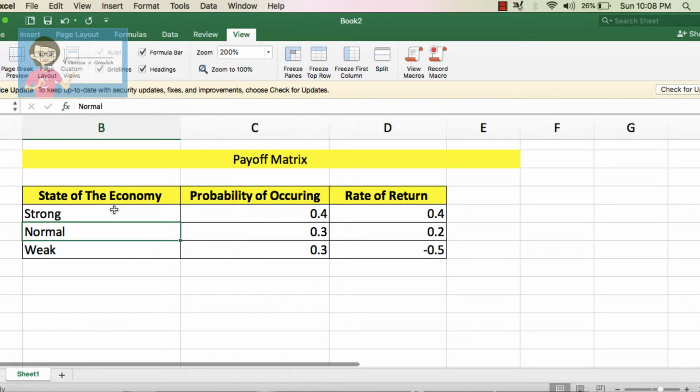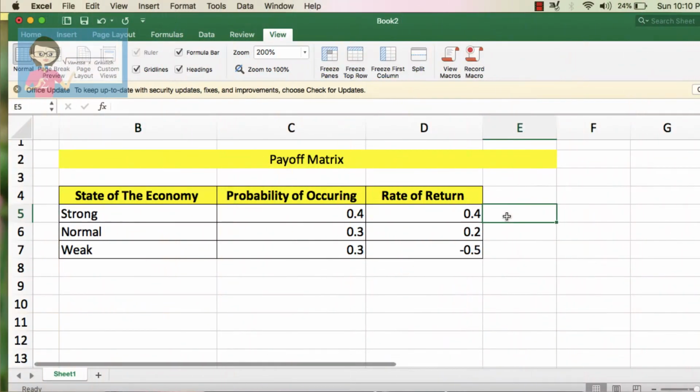Now, I'm just putting exaggerated rates of return. If the market is really strong, they're going to get a rate of return of 40%. If it's normal, maybe 20%, to be conservative. And if the market is weak, minus 50% rate of return. From here, what we're going to do is find the expected rate of return. This is the multiplication of the probability of occurring times the rate of return. And when I do that and then do the sum, this is why you have the formula here, how I have it on the screen.